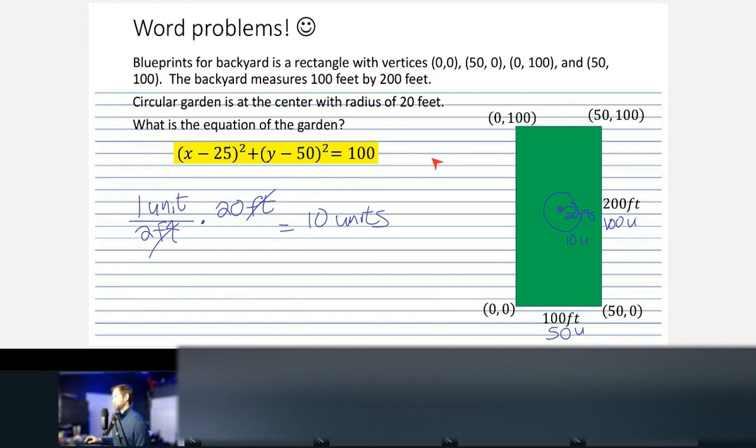All right. Yeah, and there's no other way to explain. Yeah, so the radius is 10, so it's 10 squared, which is 100. All right, okay, let's go on.